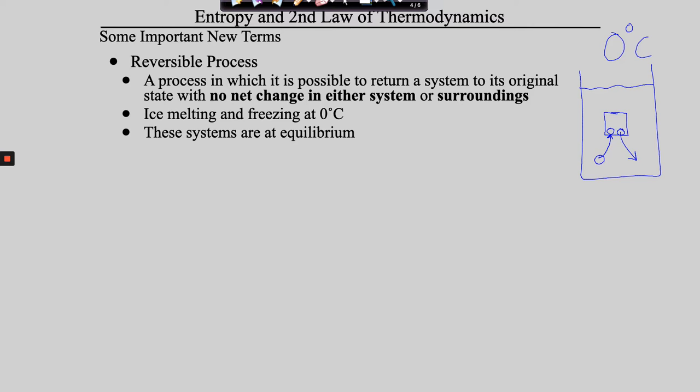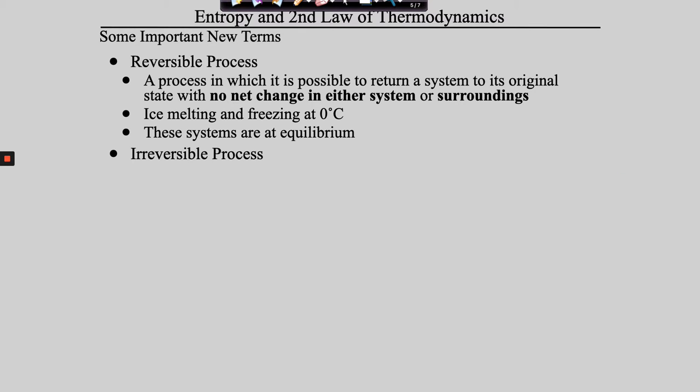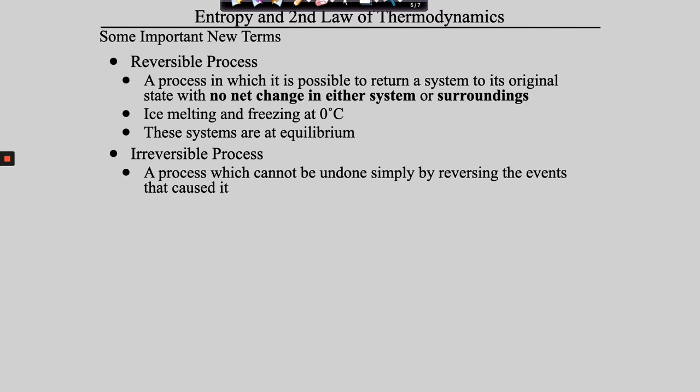So now, guys, the next term, are you good on this idea? Do you like the analogy? Yeah. I like it too. So, guys, the next term we need to know is an irreversible process. So an irreversible process is a process that cannot be undone simply by reversing the events that caused it.